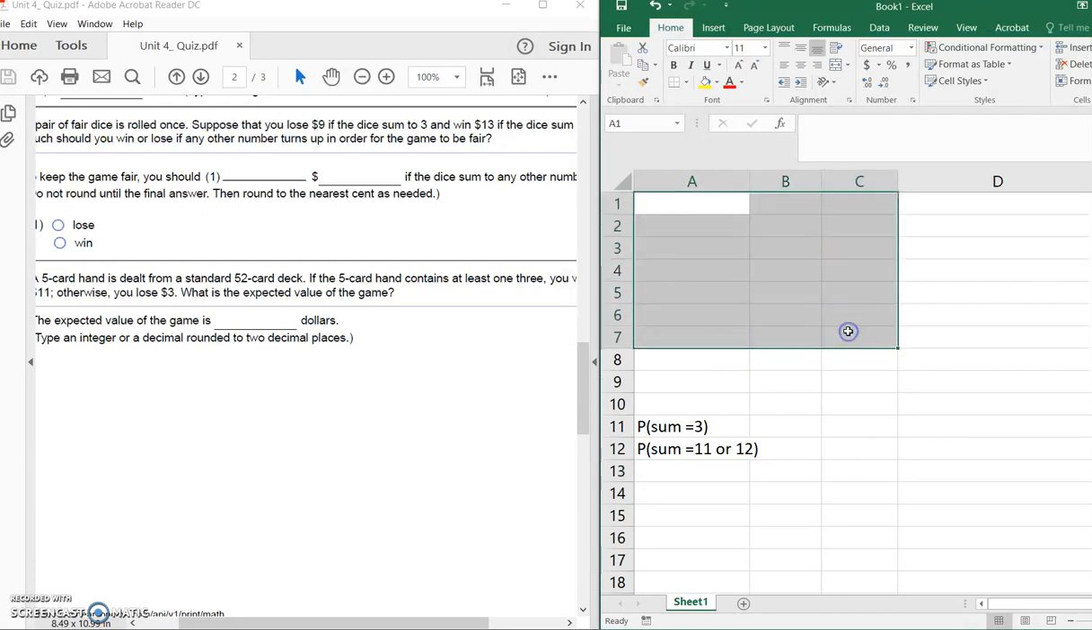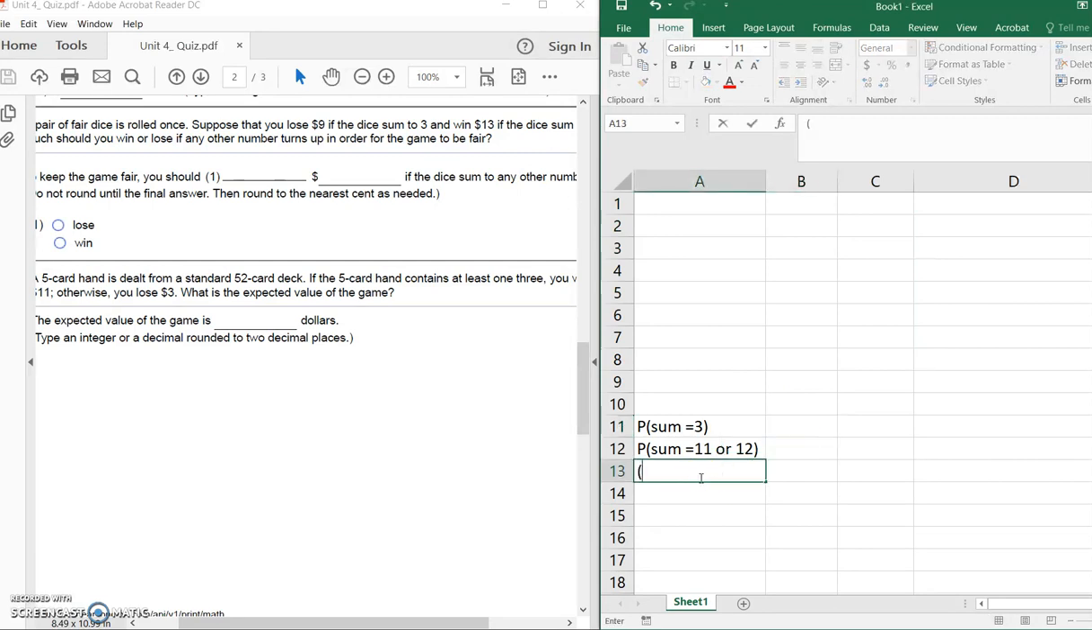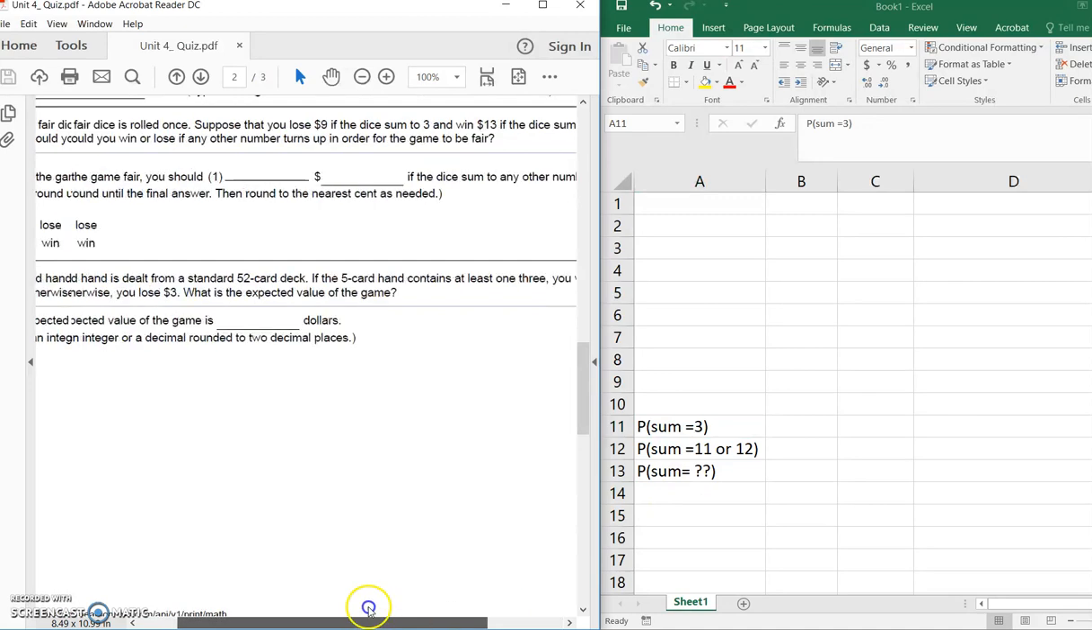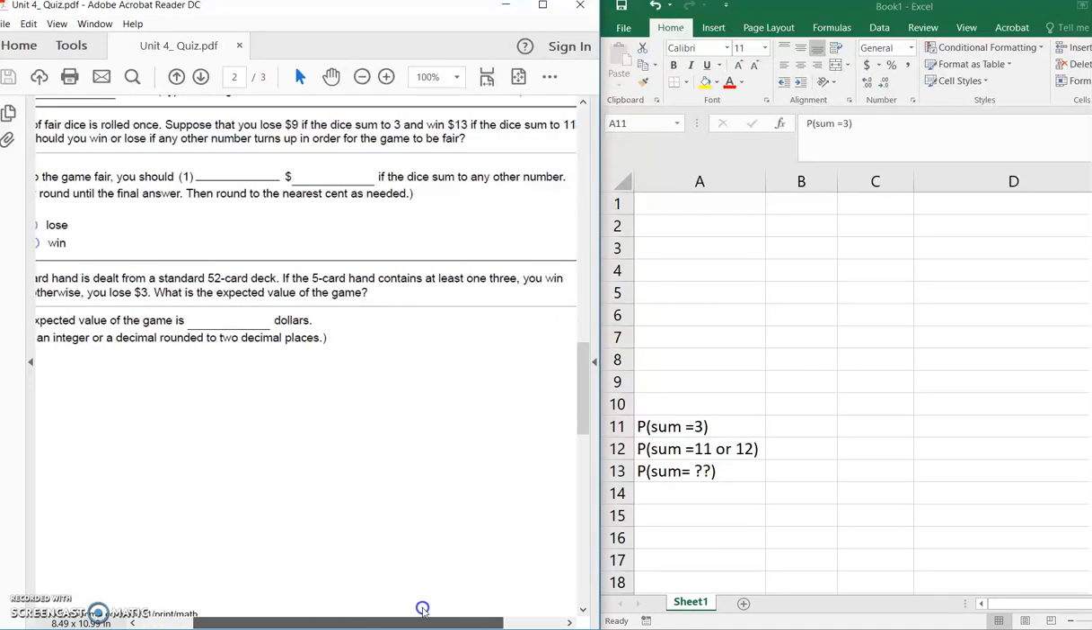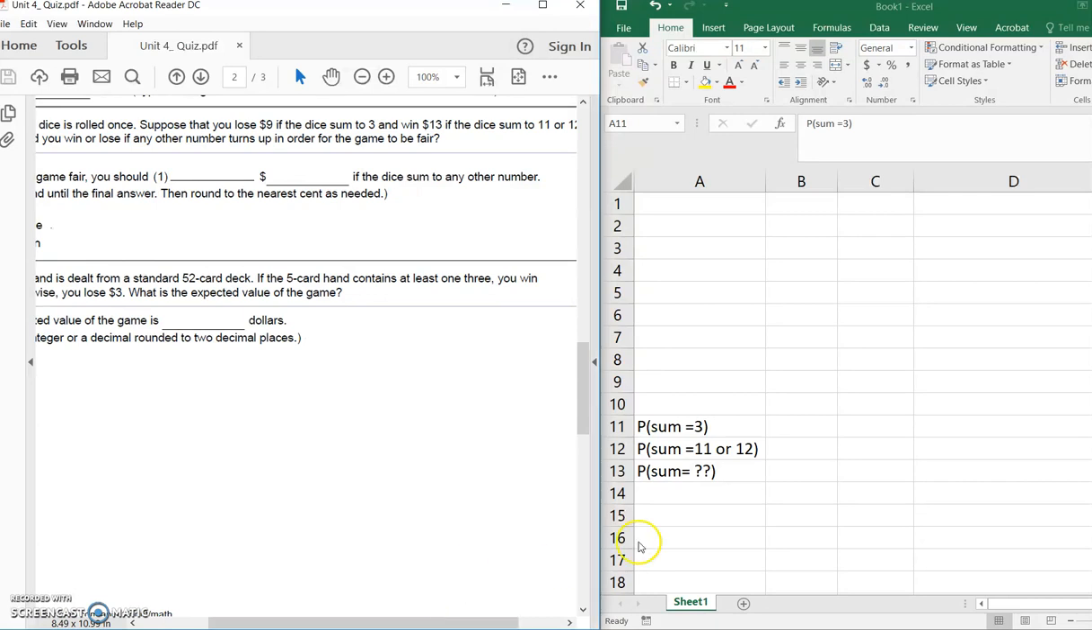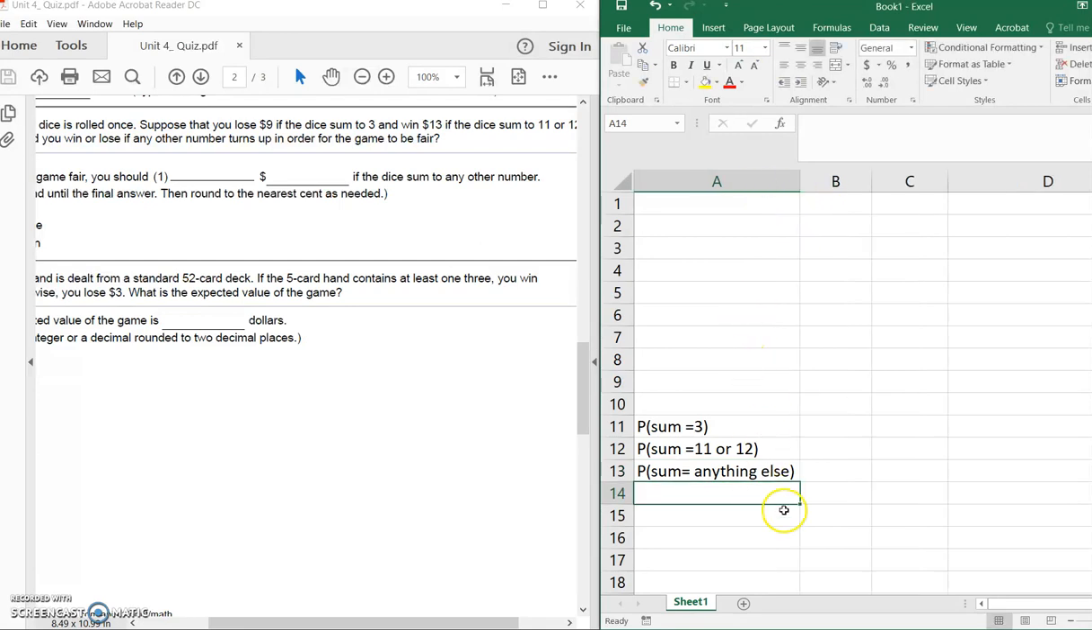So I can erase these. And then there's going to be the probability of sum equals something, we don't know yet. That's the question. So the question is, how much should you win or lose if any other number turns up in order for the game to be fair? So sum equals anything else. Okay. So we find 3 probabilities: the sum being 3, the sum being 11 or 12, or the sum being anything else other than 3, 11, or 12.